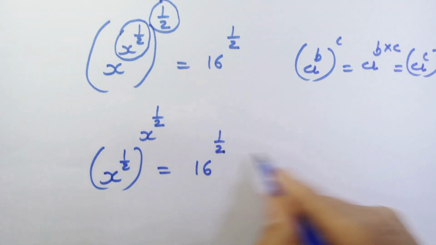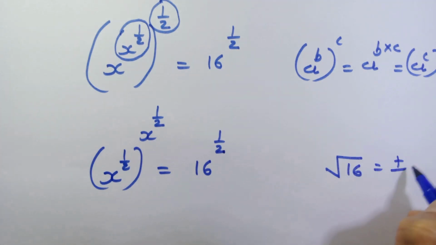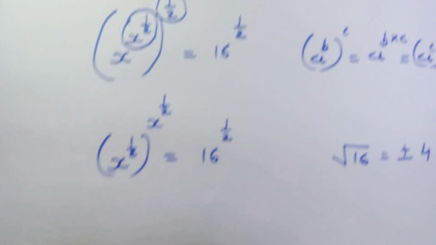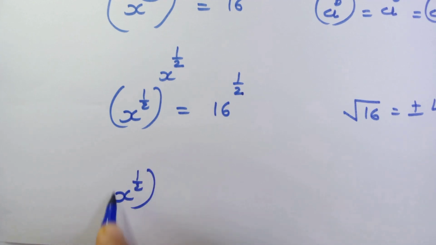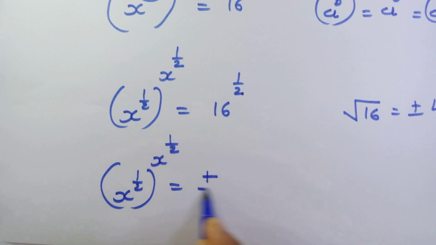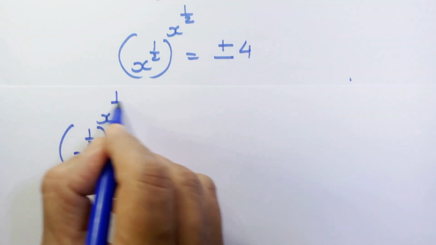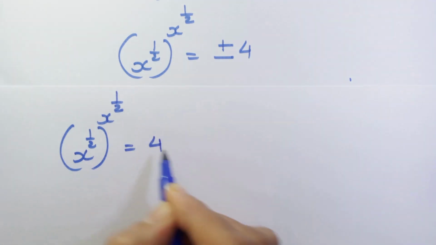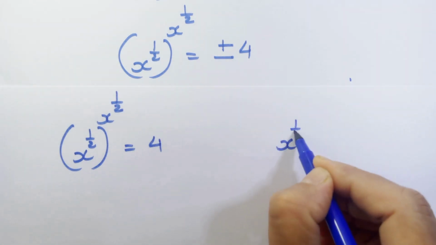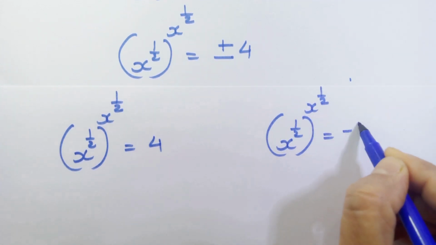Now 16 raised to 1 upon 2 is square root 16, which is equal to plus or minus 4. So here we can write x raised to 1 upon 2 whole raised to x raised to 1 upon 2 is equal to plus or minus 4. x raised to 1 upon 2 whole raised to x raised to 1 upon 2 is equal to 4, and x raised to 1 upon 2 whole raised to x raised to 1 upon 2 is equal to minus 4.